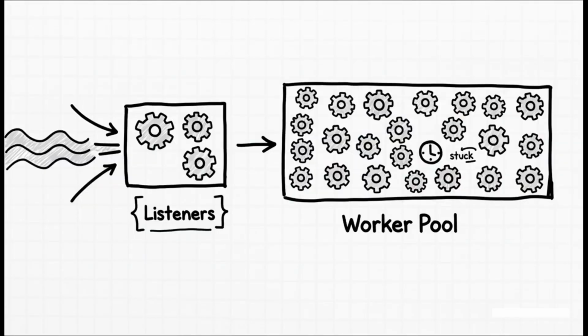So what does this actually look like? Well, we could have a small number of listener threads, maybe 3, whose only job is to fetch messages from Kafka. As each message comes in, it's immediately passed off to a much larger worker pool, let's say 30 threads, for the heavy lifting. This whole setup guarantees that even a really slow task in the worker pool will never, ever block the listeners from grabbing new messages.